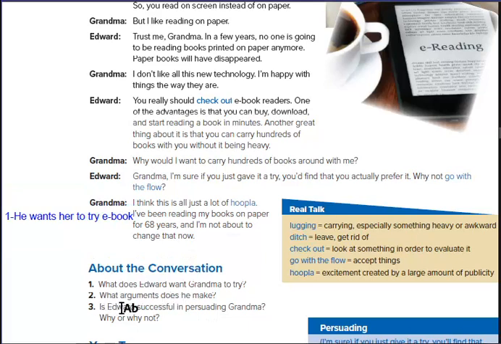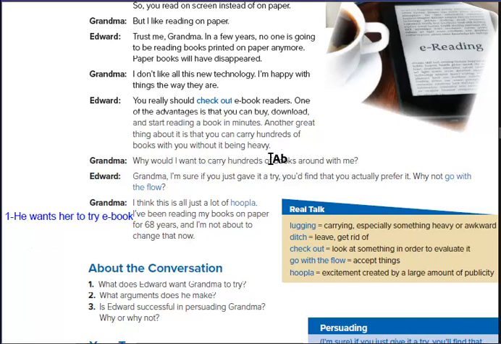What arguments does he make? طيب إيش كان حجته هو بيجادل جدته في هذا الموضوع؟ إيش كان بيقول لها؟ يعني بيعطيها مبررات. Arguments. What does he tell her? Yes, here we have. He tells her what? That yes, you can carry hundreds of books with you without being heavy.